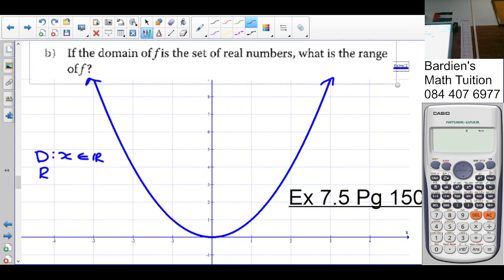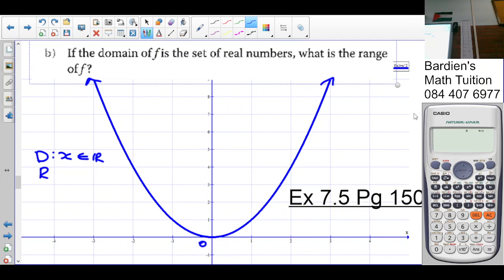But if they ask you for the range, does this graph exist at negative infinity on your y? No. Where does it start existing? It's existing from 0 onwards. Not so, people? So if I'm asked to write down the range of this graph, what is the range of this graph?